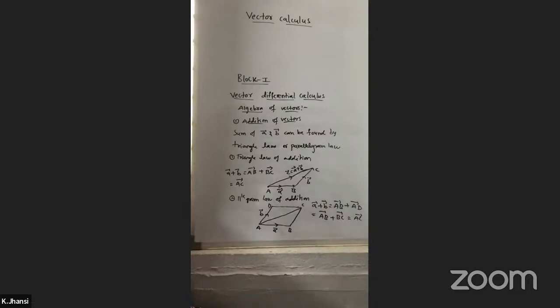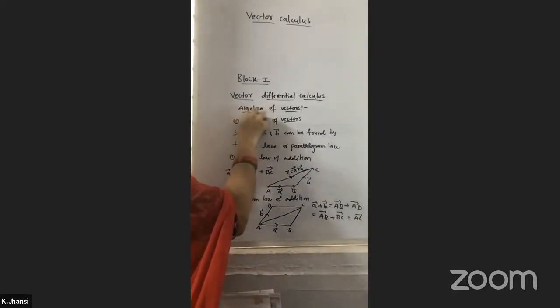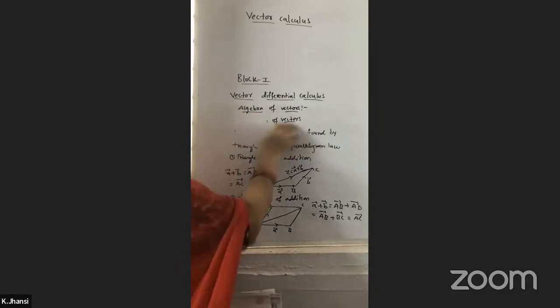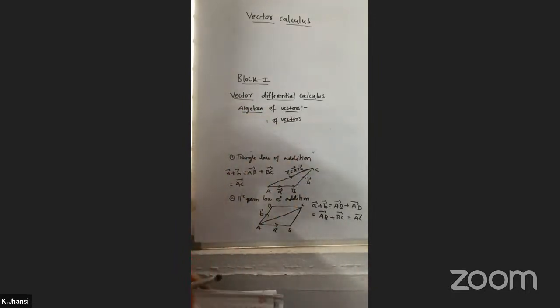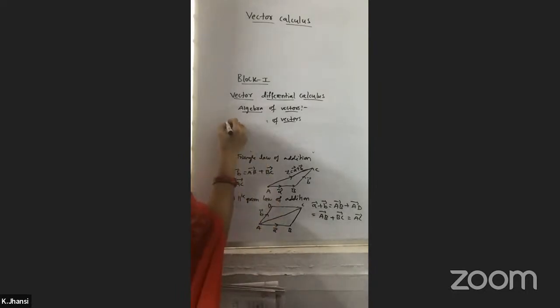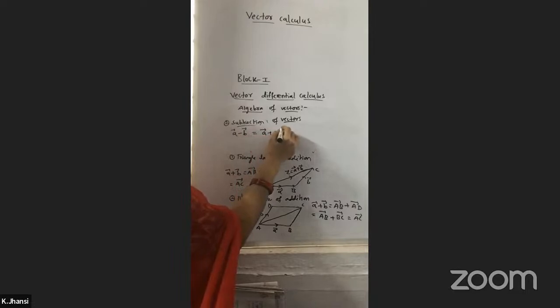Next we have the subtraction of vectors. Subtraction of vectors means vector A minus vector B. Subtraction of vectors is not separate; we just write the subtraction in the form of addition only. How? Just in place of B, you write minus B. So subtraction of vector, that is A minus B, we write as vector A plus minus vector B.